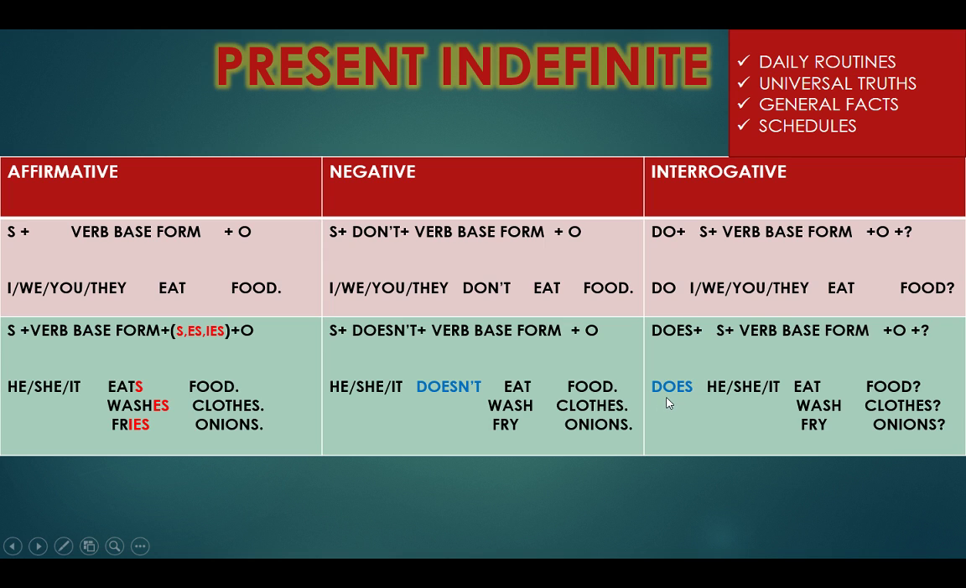Yes, that's a good question. Actually, you didn't ask me, did you? Well, we use does because of these pronouns: he, she, it. Because of these pronouns, we have to use does. And similarly, here we use doesn't because of these pronouns. Again, we use the s, es, ies just because of these pronouns.